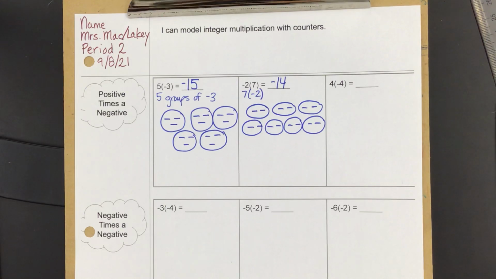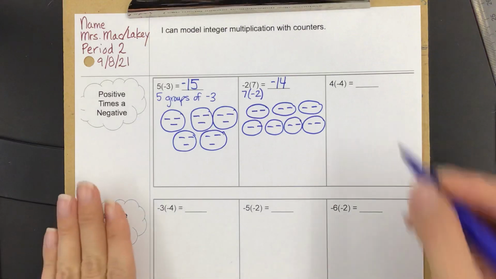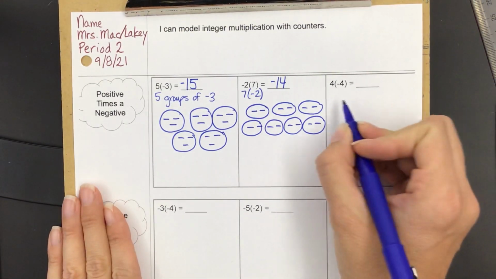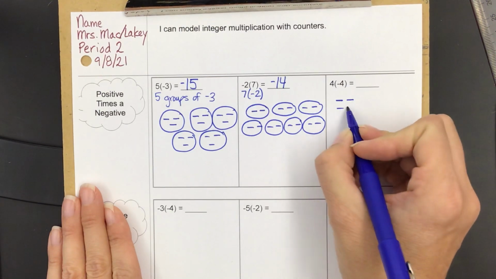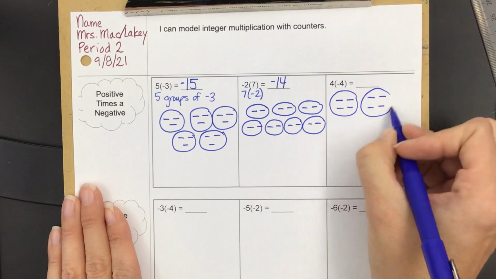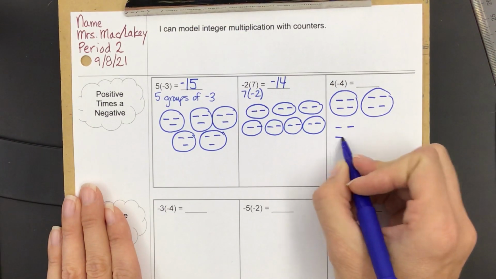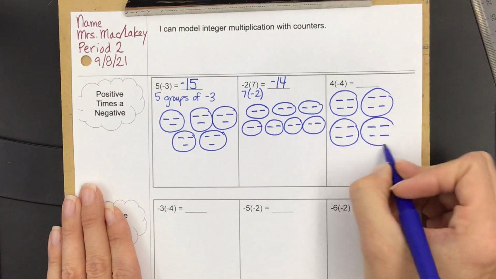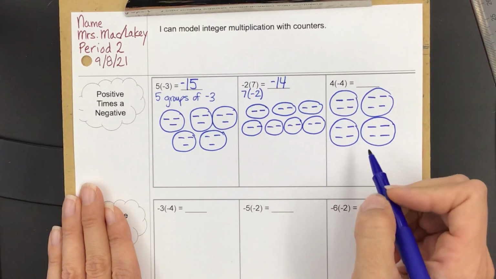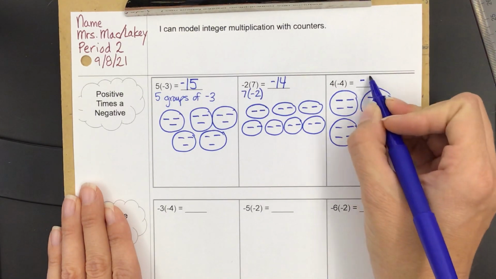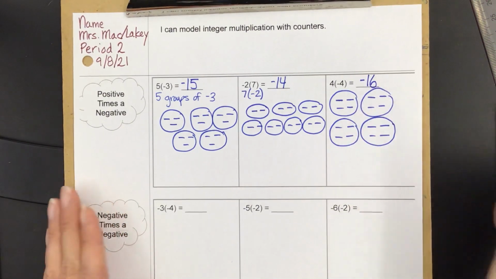And that last one, 4 groups of -4. So we'll have 4 groups with 4 negatives each in them. So 1, 2, 3, 4. All together, how many negatives do we have? 16. Okay.